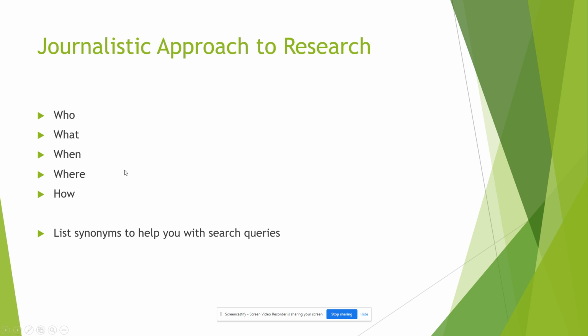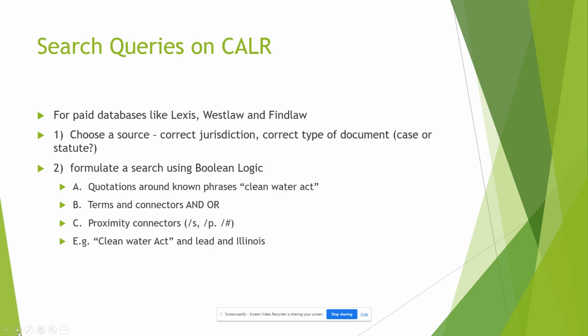The textbook talks about this journalistic approach when you're trying to come up with your research. Who's the who? Who's the alleged injured person, who's the alleged person or entity that's doing the injury, what is happening, when it happened, where it happened, and how it happened. That might help you when you're trying to formulate the legal issues that you want to research. You can look at the textbook a little bit more on that.